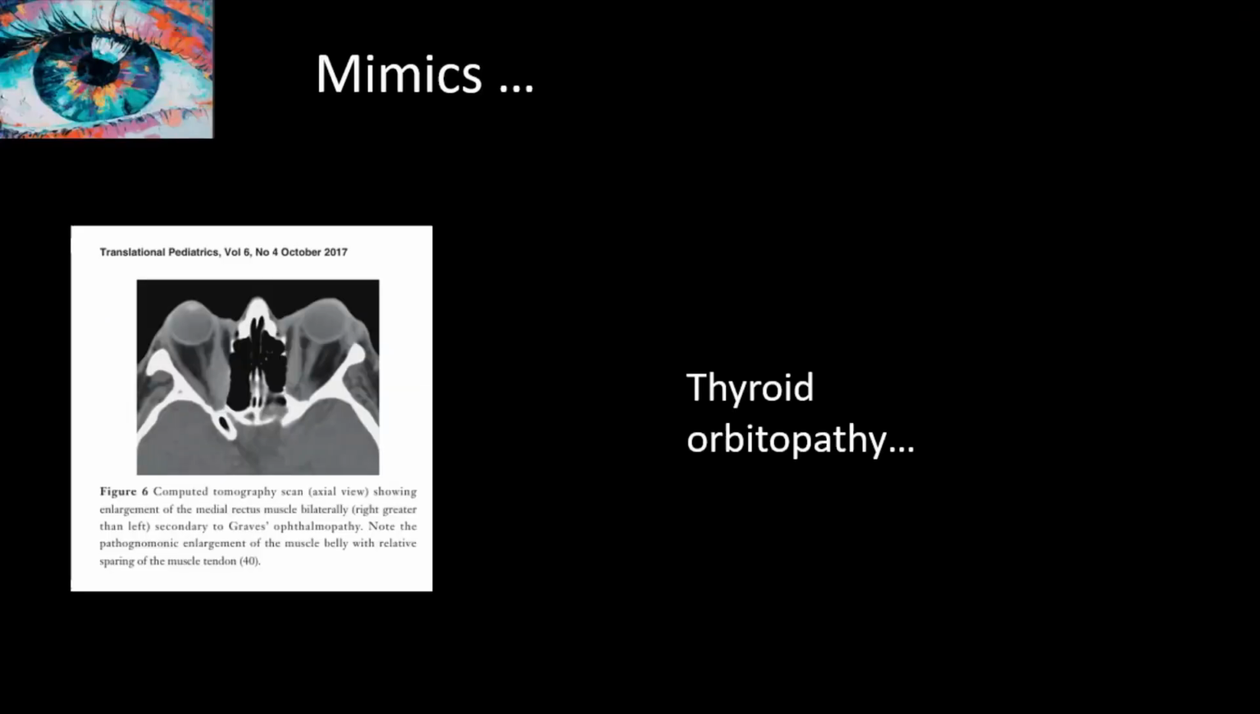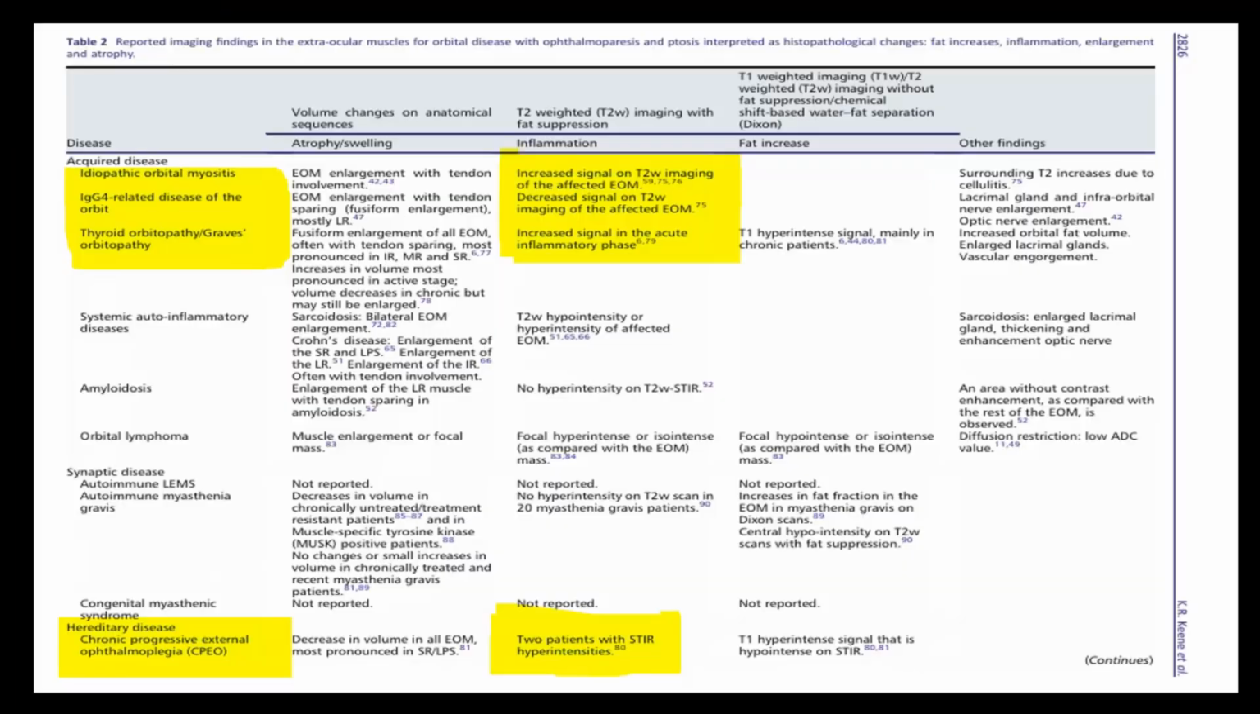But definitely MRI plays a role in diagnosing certain disorders like thyroid eye disease. There will be fusiform enlargement of the muscle with tendon sparing. And IgG4 disease and infiltrative disorders, space occupying lesions, lymphoma, sarcoidosis can be easily diagnosed with the help of MRI. It gives clues.